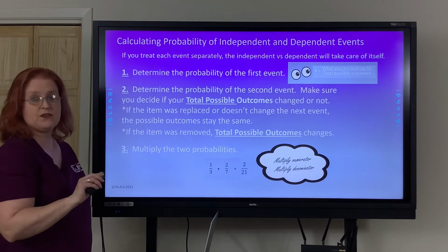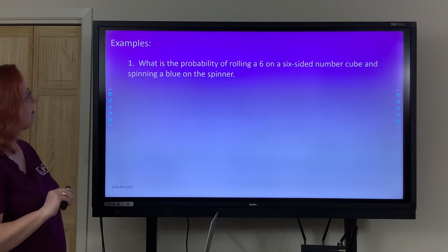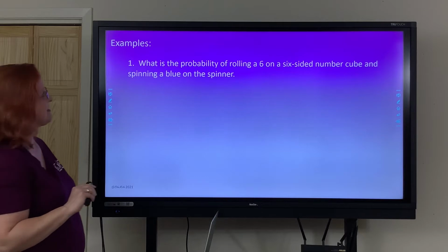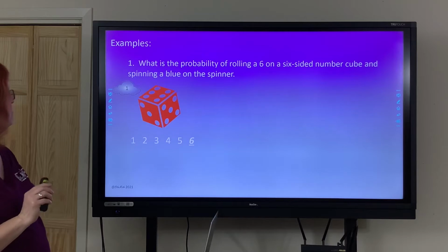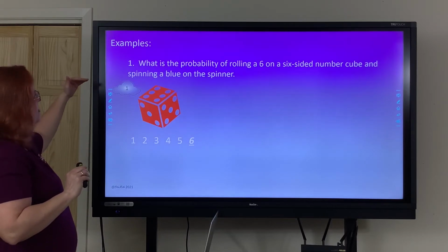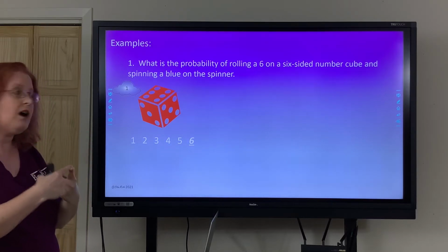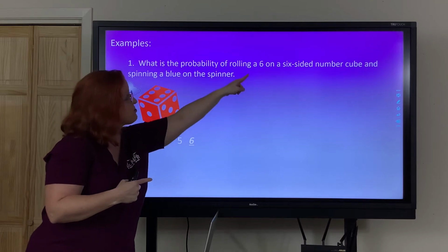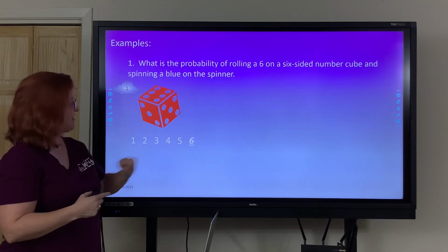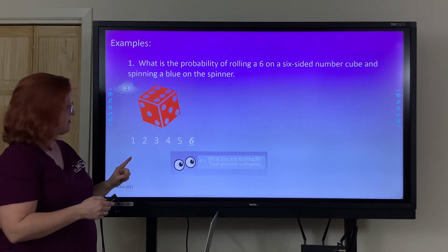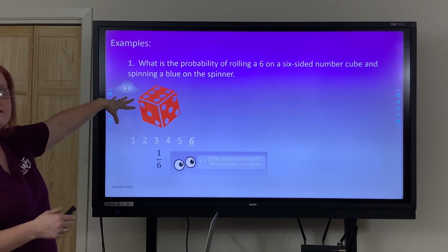Okay, so let's look at some examples. What is the probability of rolling a 6 on a 6-sided number cube and spinning a blue on the spinner? I like number cubes and spinners. All right, so I'm going to deal with my first step. Remember, the first step is figuring out the probability of your first action. My first action is rolling a 6. So here's my cube. There's my items. I only want the 6. So there's only a 1 out of 6 chance that I'm going to get a 6 when I roll that number cube.